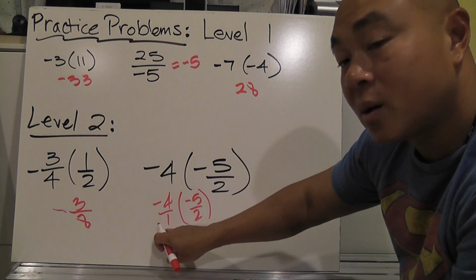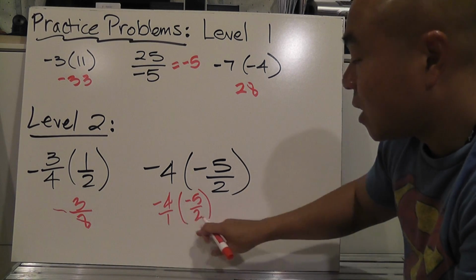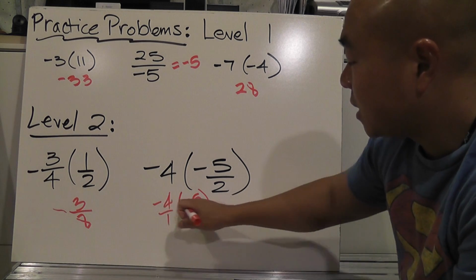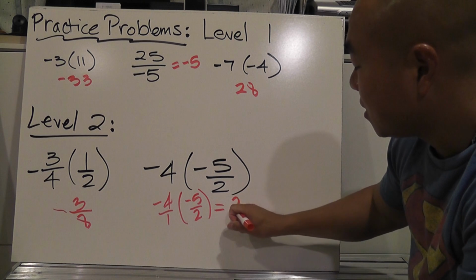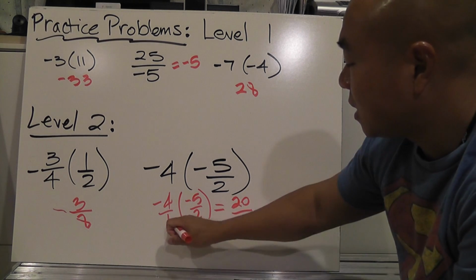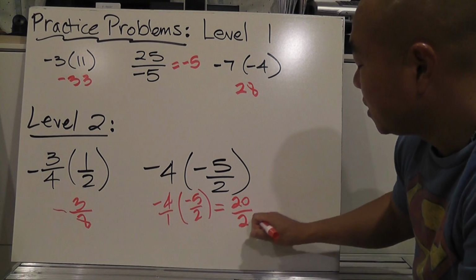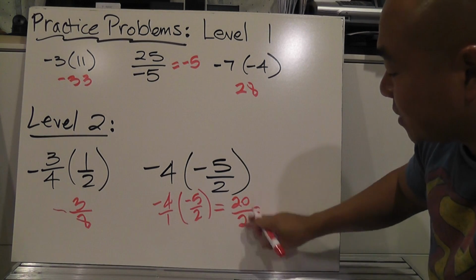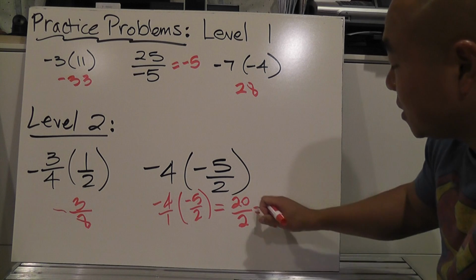We have a number on the bottom right here that we can multiply with denominator-wise. So we're going to go ahead and multiply it out. A negative 4 and a negative 5 gives me a positive 20. And a 1 times 2 gives me 2. And we can simplify down by dividing 20 divided by 2 because that is an actual division question. And that gives us 10.